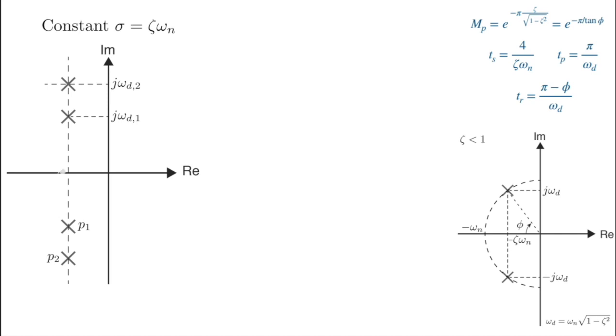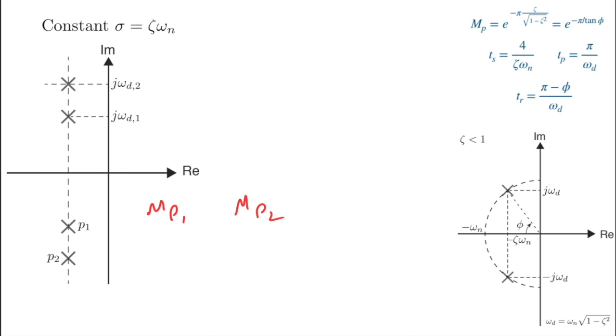Now it's a more straightforward story. I keep the real part constant, which means that I'm keeping zeta omega n constant. So I'm moving from 1 to 2 in this direction. What I'm doing is I'm increasing the damped natural frequency by keeping everything else constant, which means the real part. So in that case, the story is more monotonic and simple. You will see that.